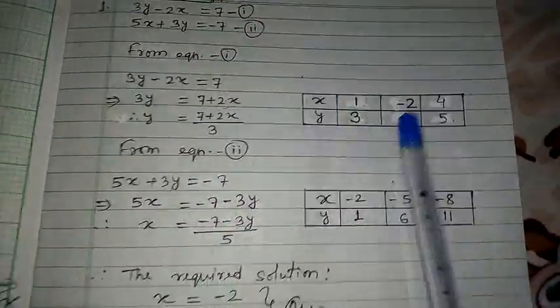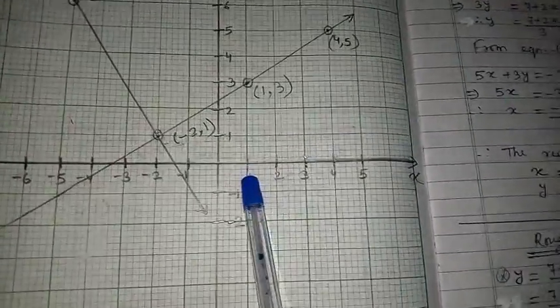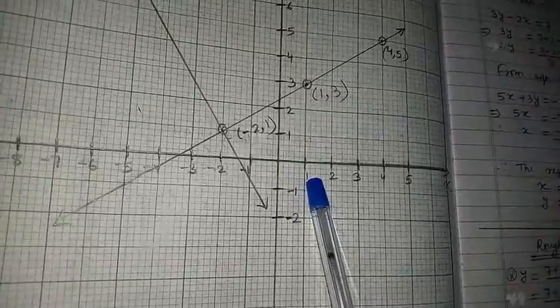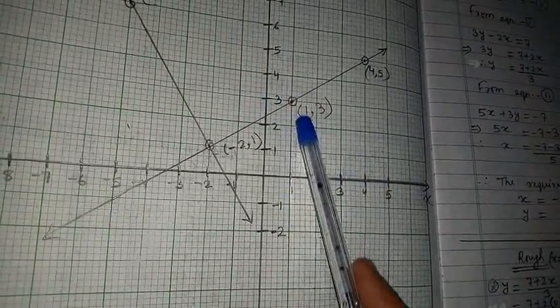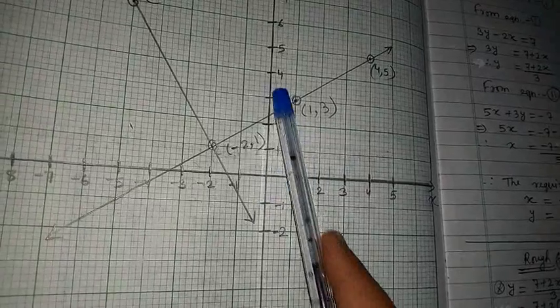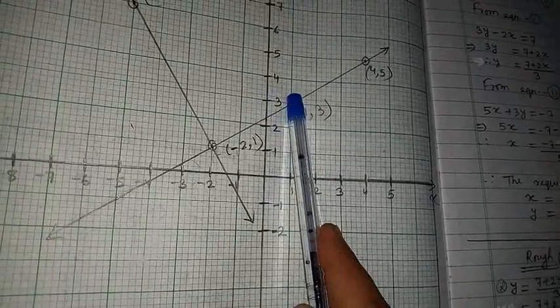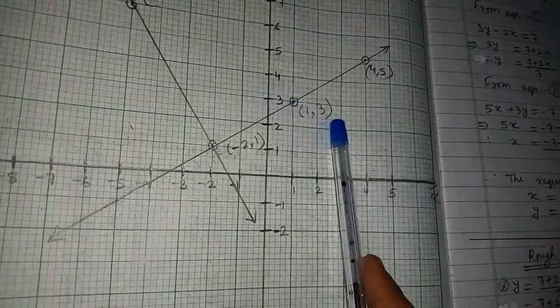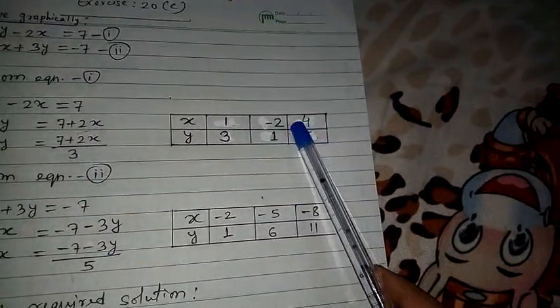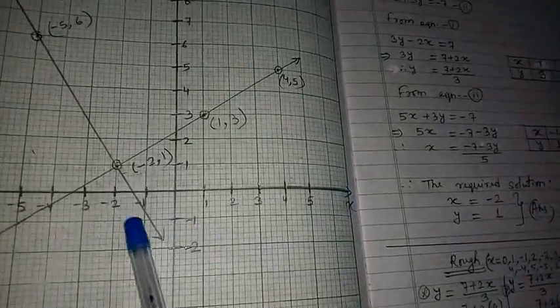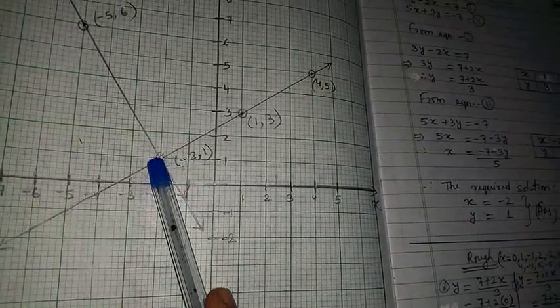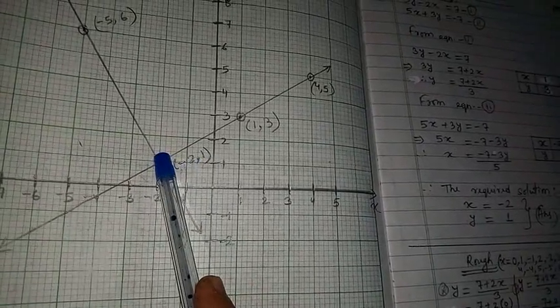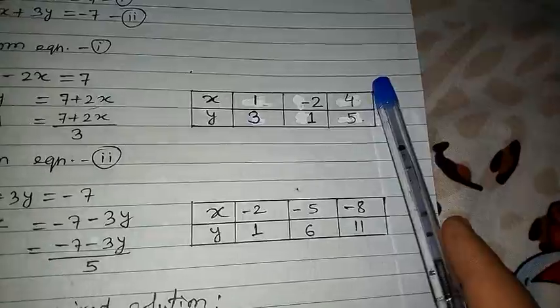First I took 1, 3, so you can see 1 is here. The first value actually belongs to x. This is 1 and 3 is here, so 1 and 3 will meet here. Both of them, it will go up and it will come here. So 1, 3. Next is minus 2, 1. You can see minus 2 is here and 1 is here, so minus 2 and 1 is here, both of them will meet here. Next one is 4, 5.